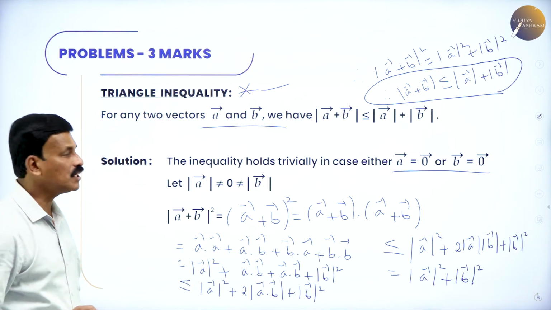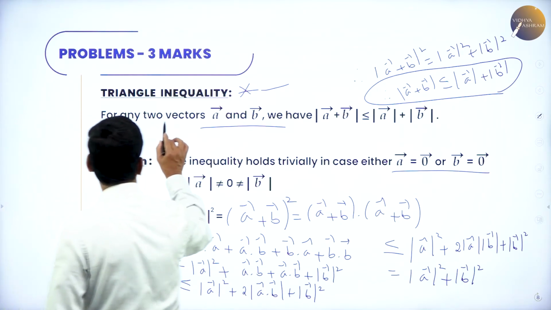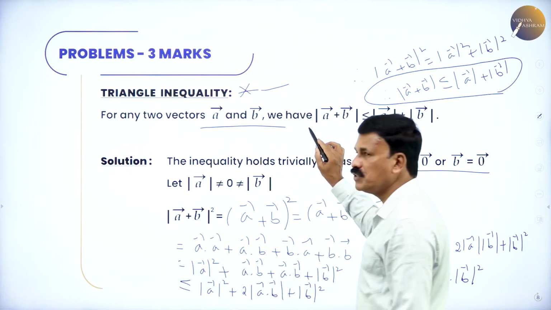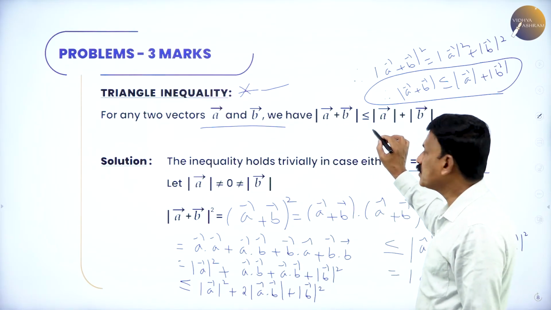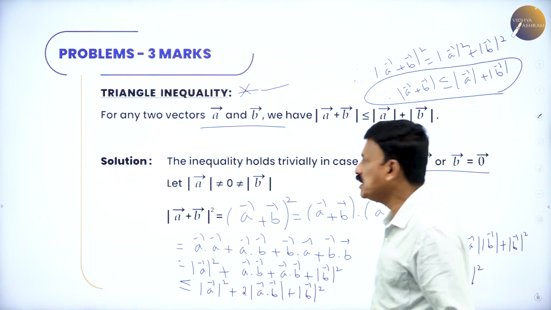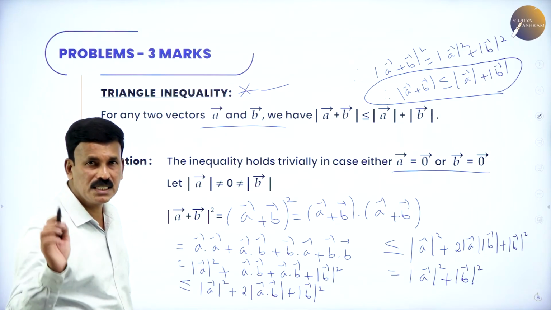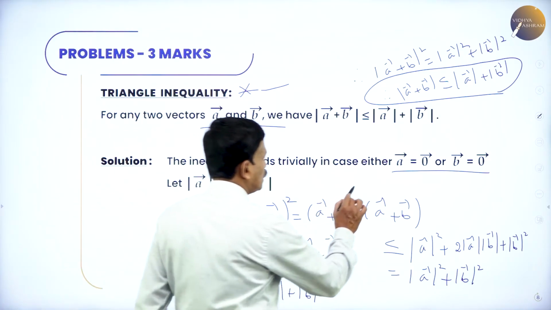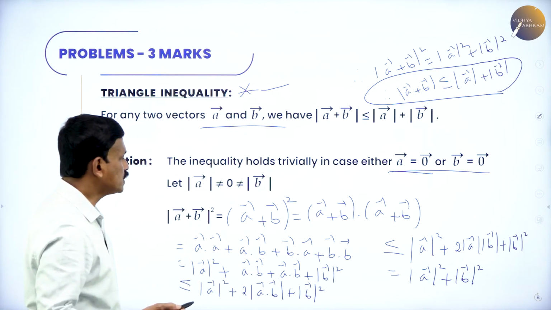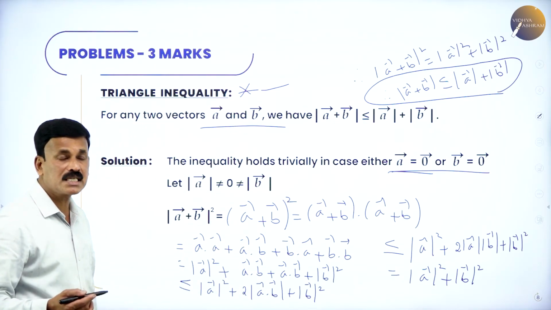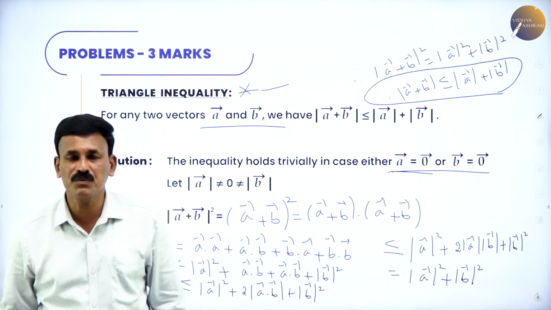Now listen to me, I will explain. Triangular inequality: for any two vectors, vector A and vector B, we have the magnitude of A plus B is less than or equal to the length of vector A plus the length of vector B. Actually, this inequality holds trivially in case either vector A is equal to 0 or vector B is equal to 0. In such a case, let us consider the length of A is not equal to 0 and the length of B is not equal to 0.